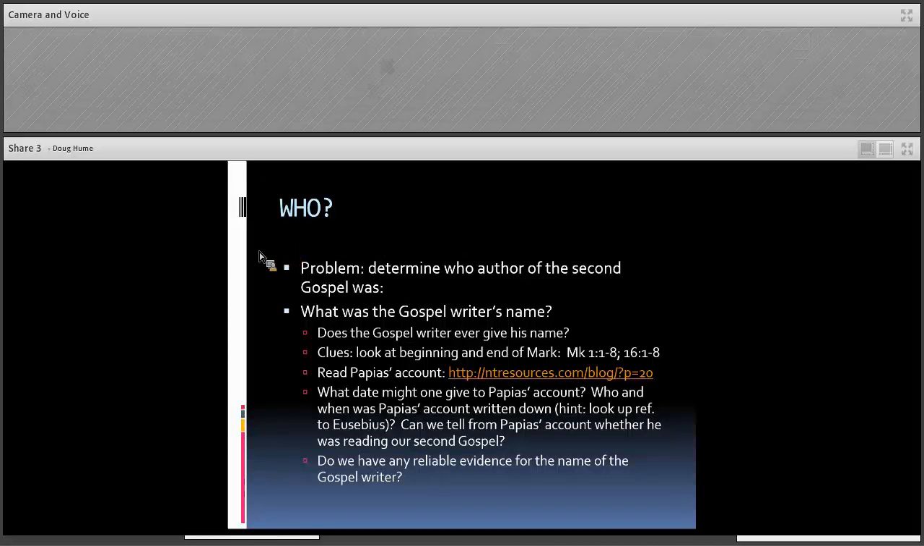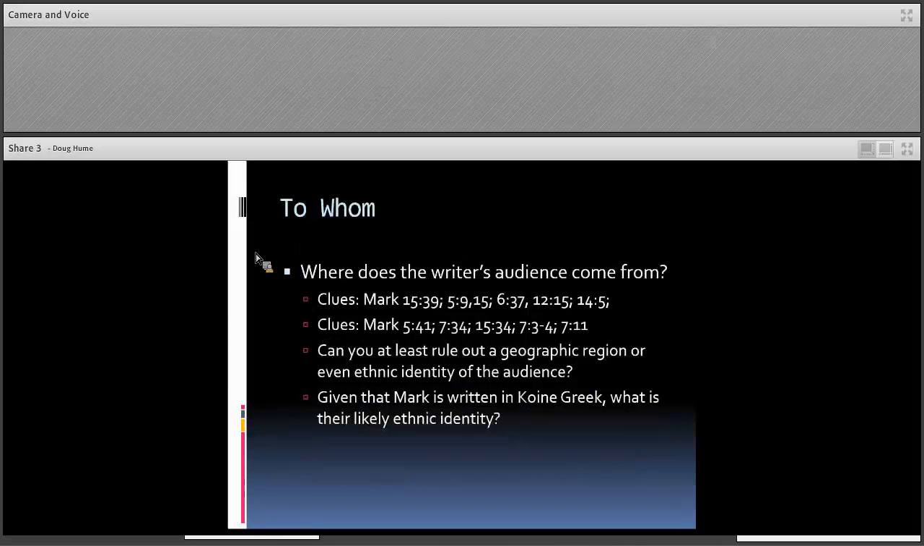Okay? Now, the second question is to whom the Gospel writer was writing. Where does the gospel writer's audience come from? Now I'm going to let you pause and read through this, read through all of these texts, and see if you can figure out where they might not be from and where they might be from. Okay, so I'm going to go ahead and pause it. You go ahead and pause it and come back and we'll talk about it.